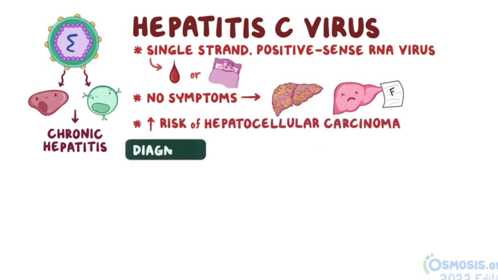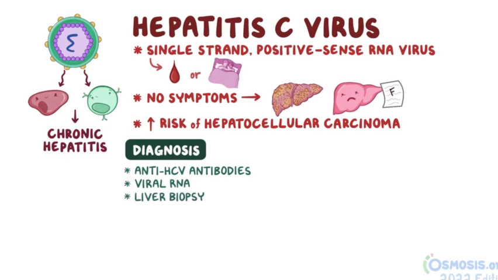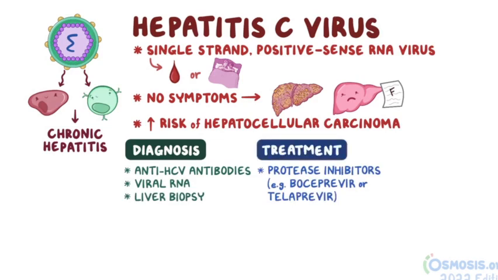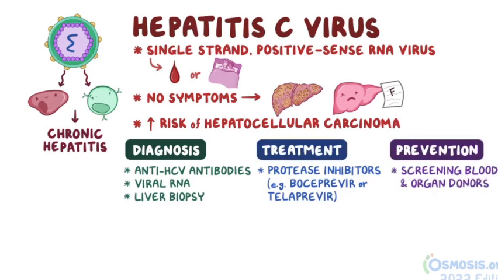It's usually diagnosed by detecting anti-HCV antibodies or viral RNA in some cases, and a liver biopsy can be done to assess liver damage. Protease inhibitors like boceprevir or telaprevir are the recommended treatment. Finally, prevention can be done by screening blood and organ donors for hepatitis C, using condoms, and always using clean, sterile, single-use needles.